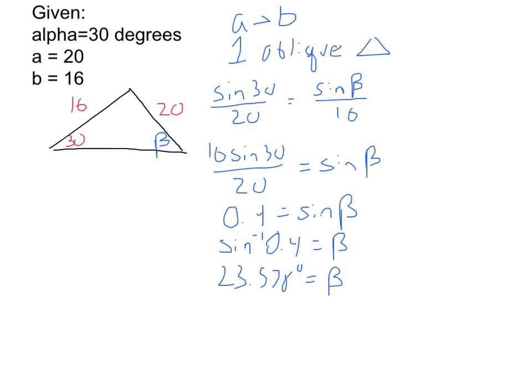Should be pretty straightforward to find gamma, my remaining angle. If you know two angles of a triangle, to find the third, just subtract from 180. So we have 180 minus, we had our original angle was 30, and now we just figured out this other angle was 23.578. And so again, we should just be able to calculate that. And according to what I got earlier, that's about 126.472.